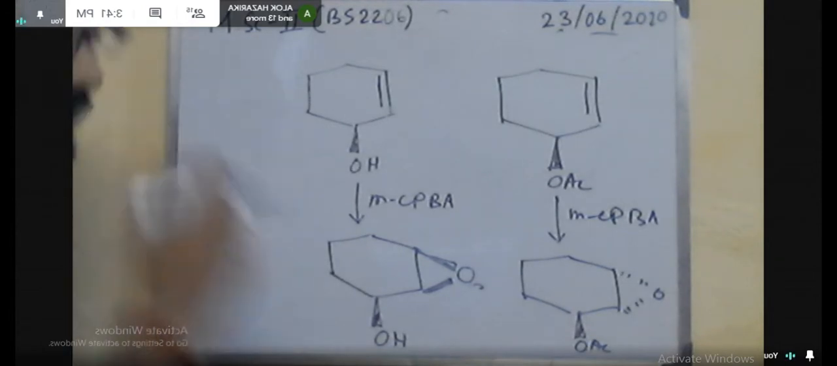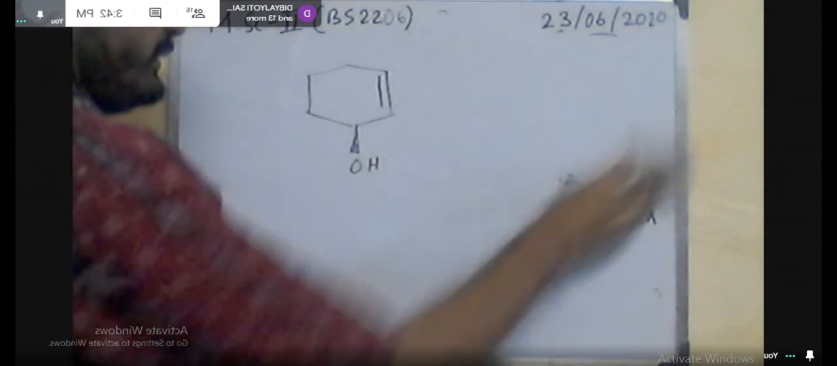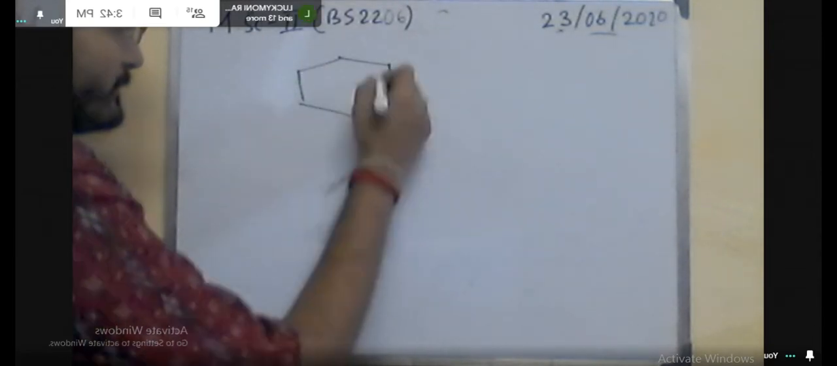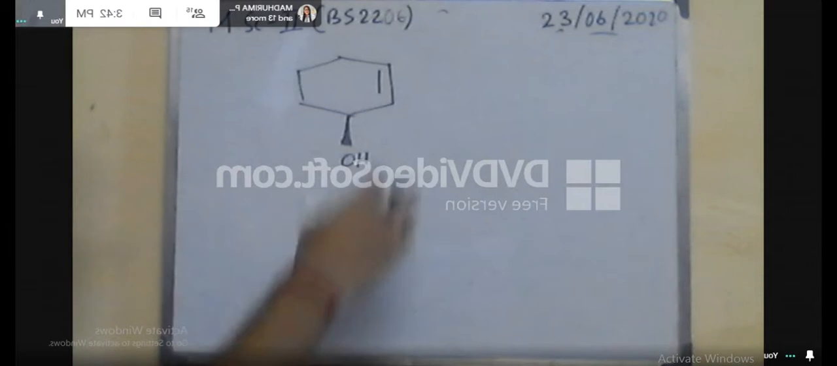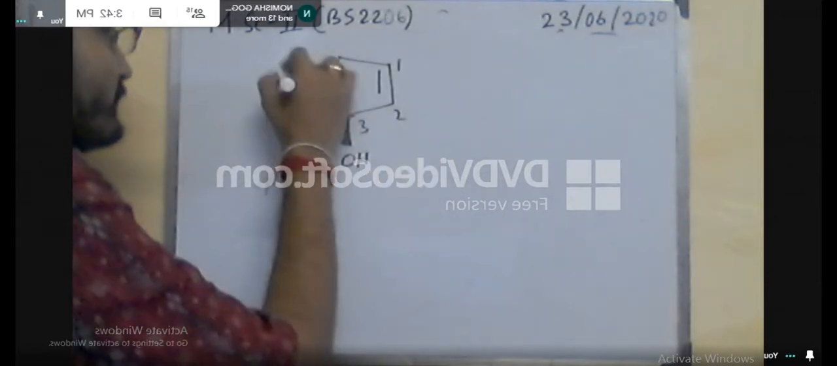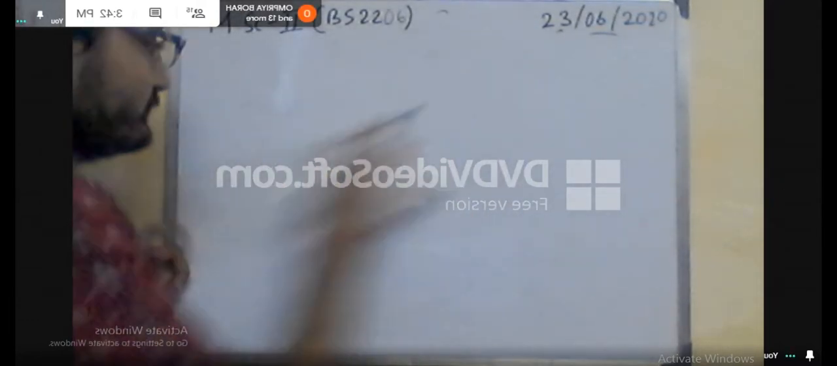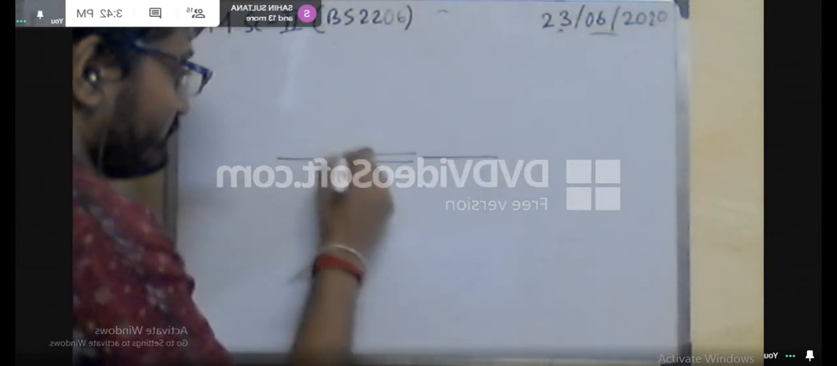So now for this type of example, this is the cyclohexene system where an additional OH group is present. So first we will draw the cyclohexene ring, the pure cyclohexene ring in its actual conformation. This numbering is not the IUPAC numbering. Okay, so in this case we will draw it. So this is the pure cyclohexene. So 1 2 3 4 5 6. Now I am starting numbering from here. So 1 2 3 4 5 6.